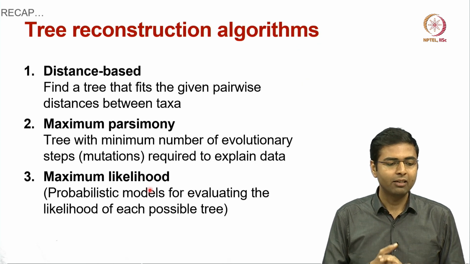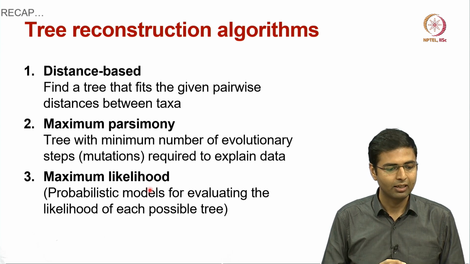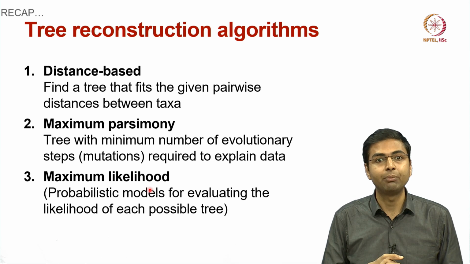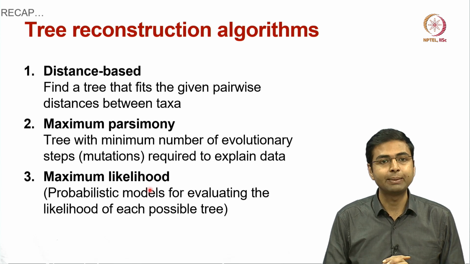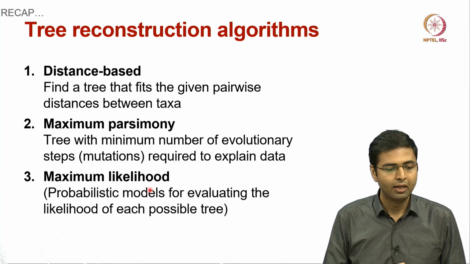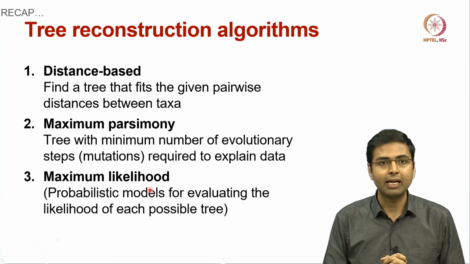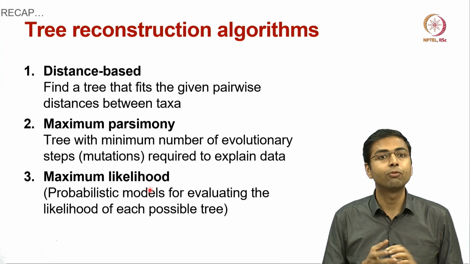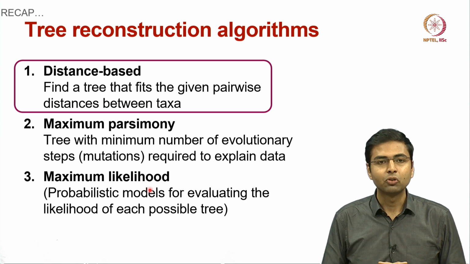I closed the lecture by giving you an overview of the methods that exist. So one is the distance based methods, where we find a tree that fits the given pairwise distance information between taxa. The second was the maximum parsimony based methods, and third was maximum likelihood based methods. For this lecture, we are going to focus on distance based methods, and I am going to give more details of how distance based methods work for tree reconstruction. So let us get started.